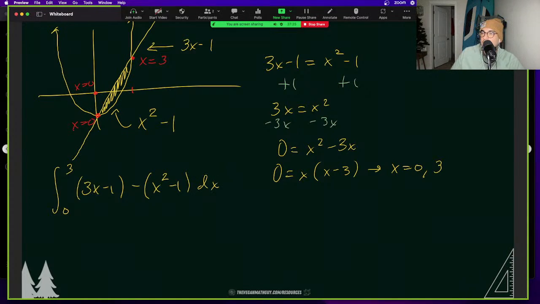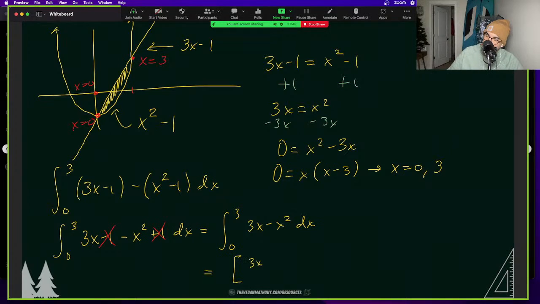Okay? And let's simplify some stuff before I even implement the first fundamental theorem of calculus. This will become 3x minus 1 minus x squared plus 1 dx, so that the 1's cancel out. And so now we have the integral from 0 to 3 of 3x minus x squared. All right, let's do it. This becomes 3x squared over 2 minus x cubed over 3 using the power rule.